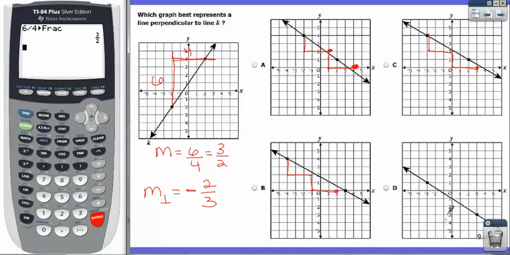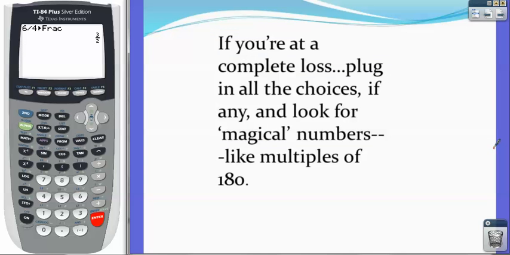Let's try our last one. Down 2, over 3, down 2, over 3. So what's my answer? D. Now, if I'm at a complete loss, we're looking for patterns. I'm going to plug in my choices. I'm going to play with my choices, and I want to figure out what's going on.